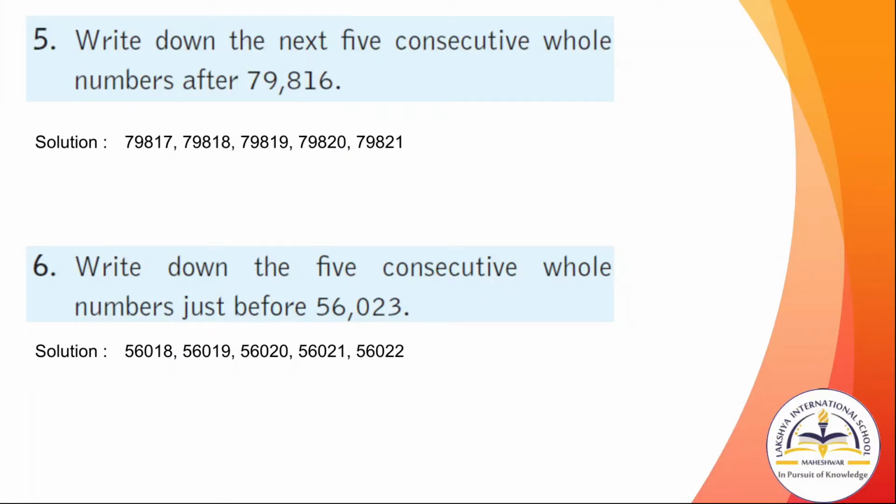Question number 5: write down the next 5 consecutive whole numbers after 79816. To write the numbers after 79816, we will write 79817, 818, 819, 820, 821. Like this you have to write. Now question number 6: write down the 5 consecutive whole numbers just before 56018. Before it you can write, suppose, 56017, 56016, 56015, 56014, 56013.